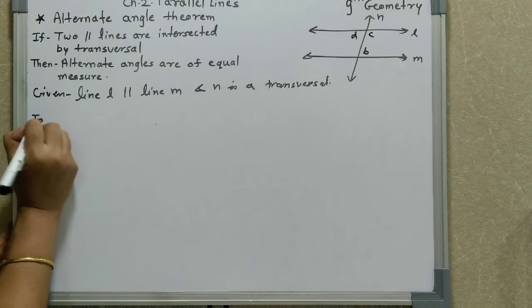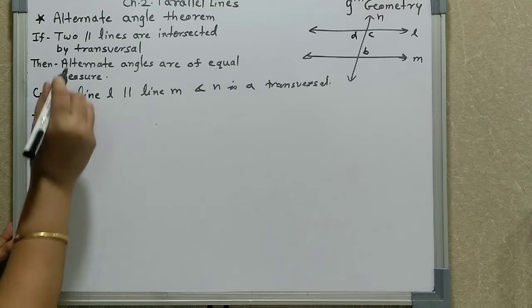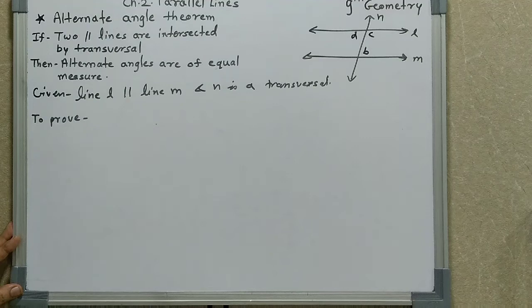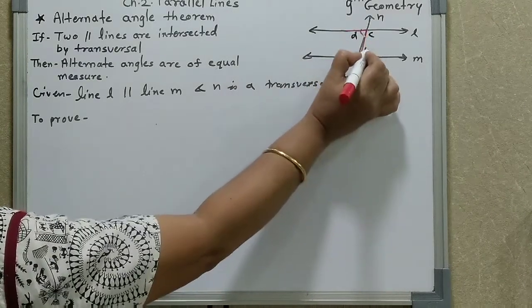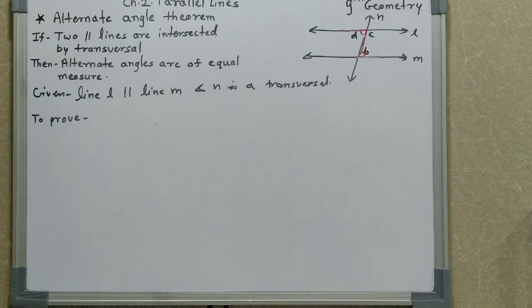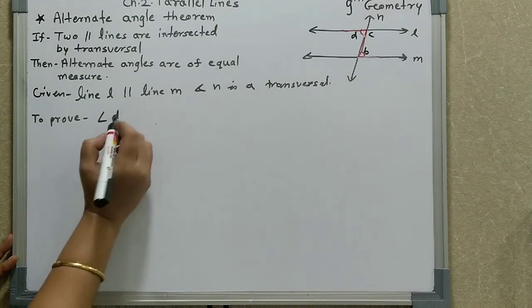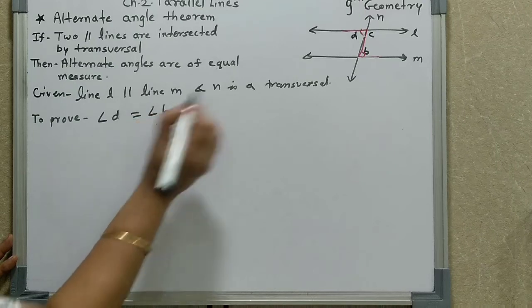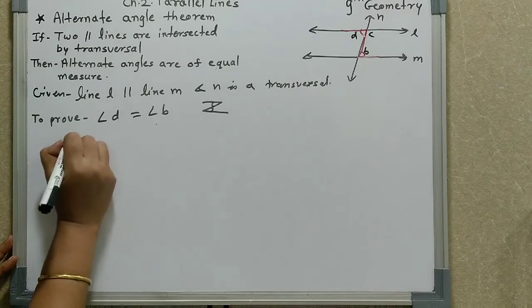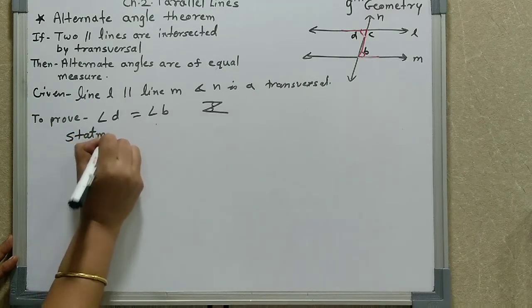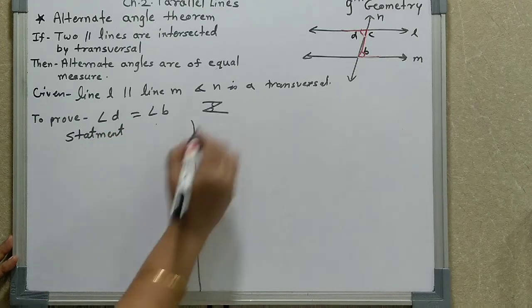And what is to be proved? Write here the prove part: alternate angles are of equal measure. Which are the alternate angles? What is the shape of alternate angles? We already learned, it is the Z shape. So these and these are the alternate angles. So I write here angle D equal to angle B, because this is the Z shape. This is to be proved. Now first we write in statement and reason form, so I write here statement and here reason.